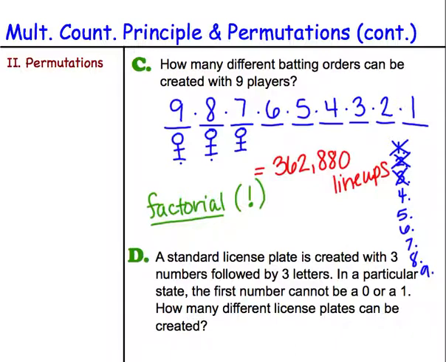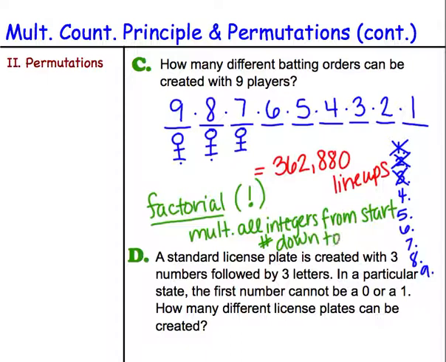And all it simply means is that you're going to multiply all integers from their starting number, in our case 9, down to 1. As you can see, we have done. So in this case, this would be known as 9 factorial. And it'll help you out. Now, it won't work in every situation, but it will work in some.